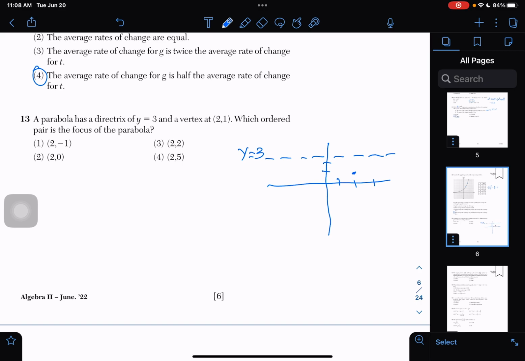And that's the directrix. So I know that this is going to be an upside down parabola because the directrix has to be outside of the parabola. If I turned it the other way, it would be inside. All right, so now this is 2 units away here. And the focus is another 2 units, equidistant to this one. So this is going to be (2, negative 1). This is the focus. Okay, so it's always equidistant from the directrix. This is number 1.